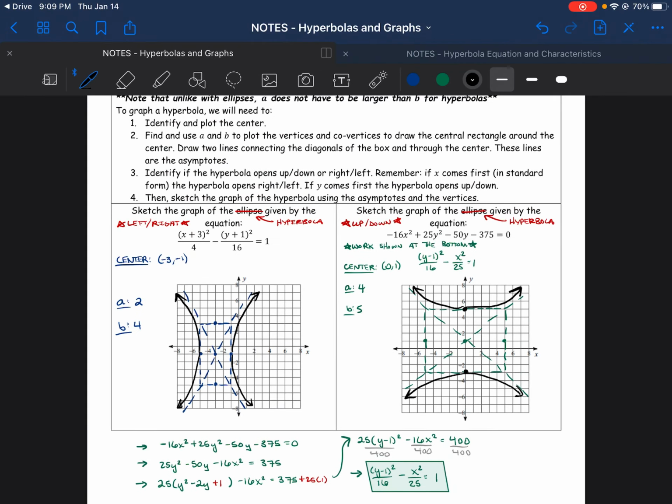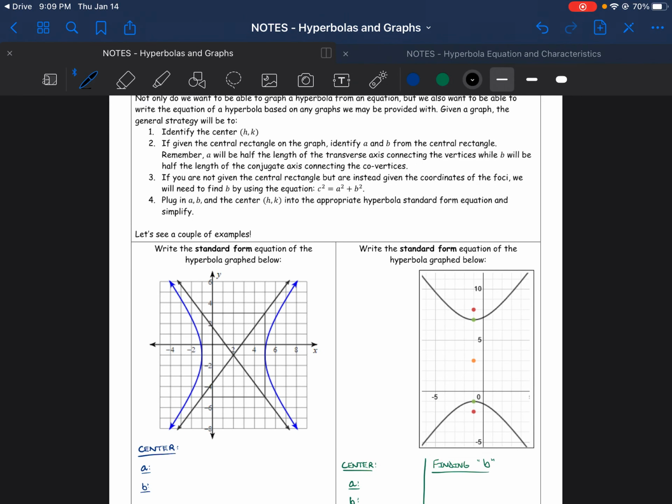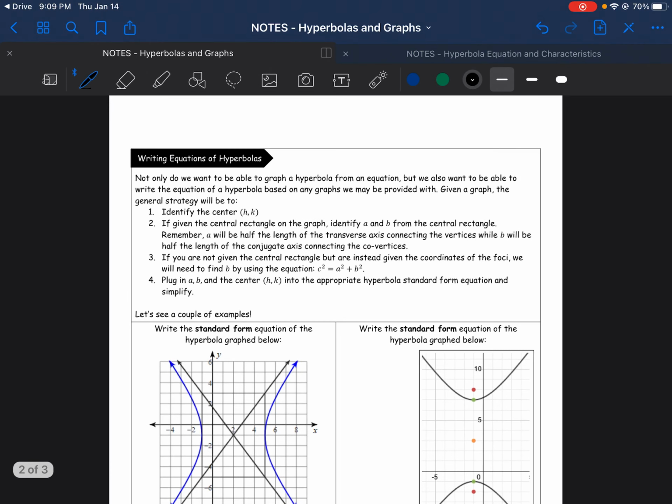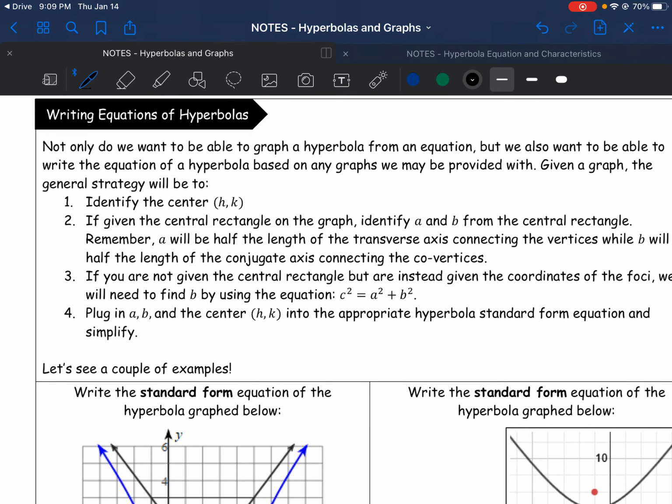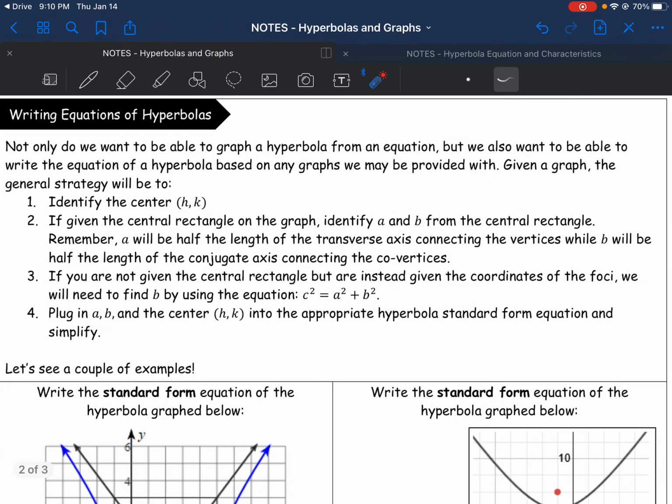All right, so the next kind of examples that we want to look at are examples where we're going to be given the graph and we want to write the equation. So here's the general strategy. Again, we want to identify the center, h, k. If we're given the central rectangle in the graph, identify a and b from the central rectangle. Remember, a is going to be half the length of the transverse axis, which connects the vertices, while b will be half the length of the conjugate axis, which connects the co-vertices.